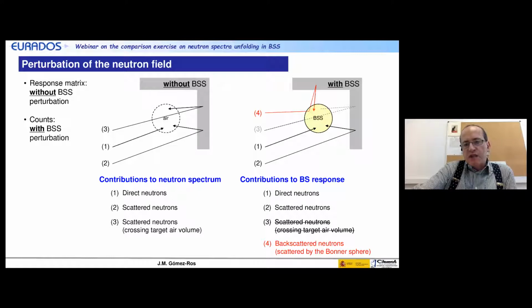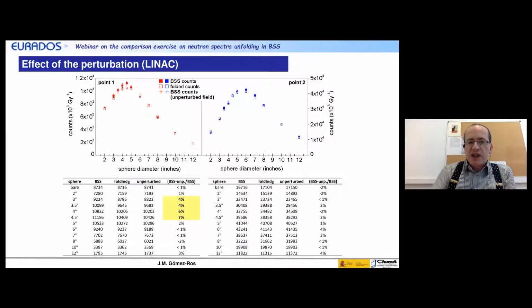Actually, this perturbation mainly affects the intermediate volumes, because when the sphere is very small the perturbation is not relevant, and when the sphere is very big the perturbation is relevant, but it affects mainly the thermal neutrons, and big spheres are not sensitive to thermal neutrons. We checked this with Monte Carlo simulation.